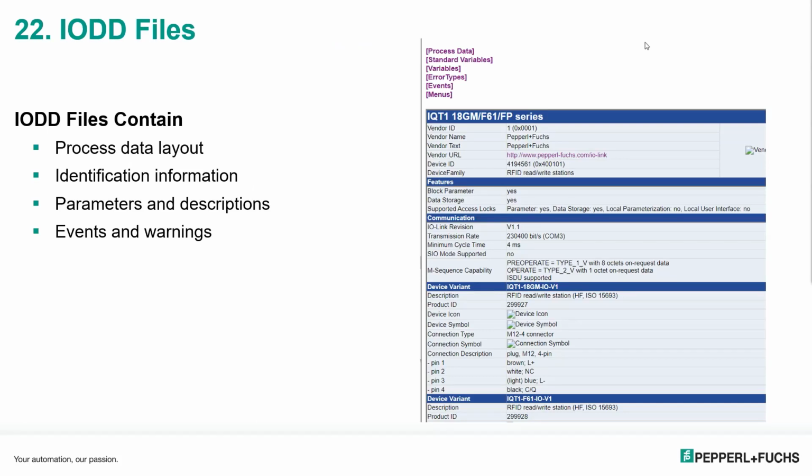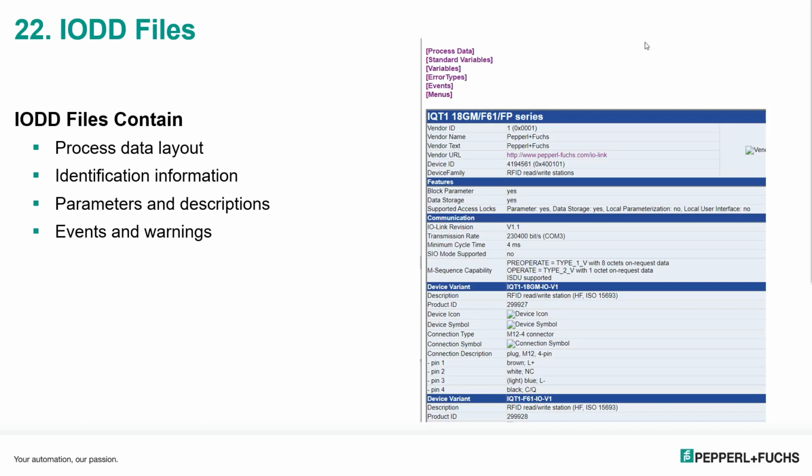All right, so if you want to get a clue as to how the data is laid out, maybe you're not that familiar with the smart sensor profiles and how it all works, what you can do is open up one of the IODD files. The IODD file is going to define how the process data is laid out.